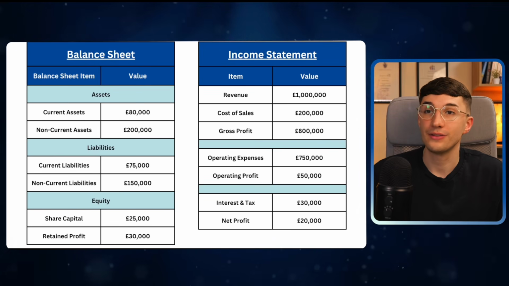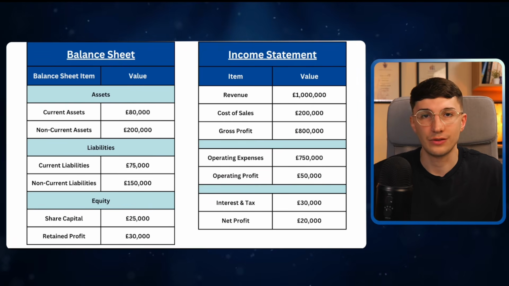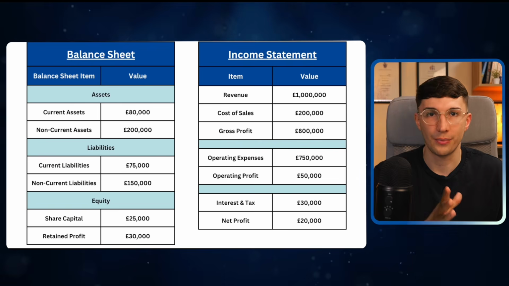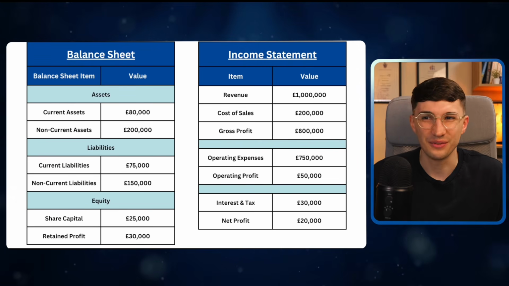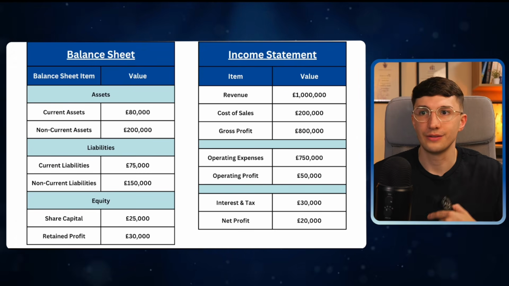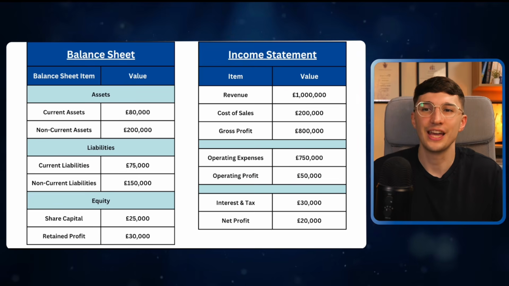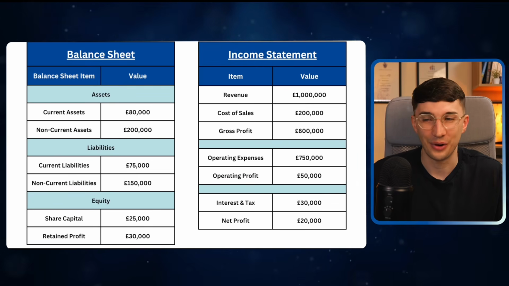My operating expenses is £750,000, which leaves my operating profit. £800,000 from the gross minus the operating expenses of £750,000 gives me an operating profit of £50,000. Interest and tax, £30,000. So my net profit, operating profit minus your interest and tax, equals £50,000 minus £30,000, to give me a net profit of £20,000.